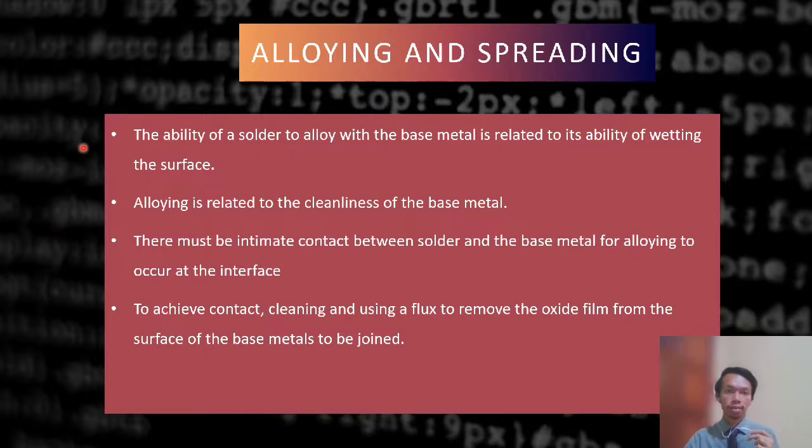Next, alloying and spreading. The ability of solder to alloy with the base metal is related to its ability of wetting the surface. Alloying is related to the cleanliness of the base metal. There must be contact between solder and the base metal in order for alloying to occur at the interface. In order to achieve this contact, cleaning and using a flux must be done first to remove the oxide film from the surface of the base metal to be joined.